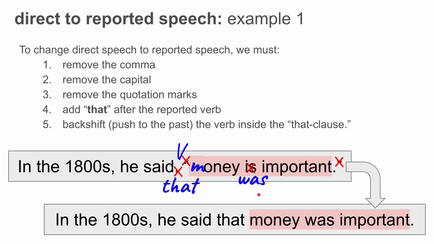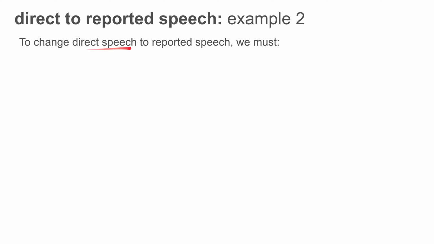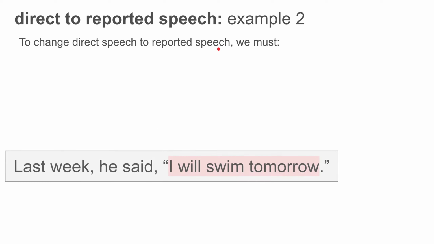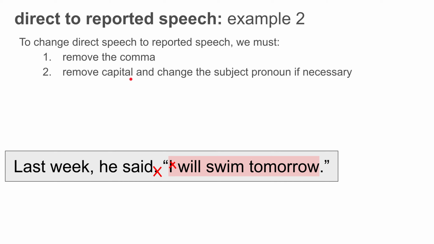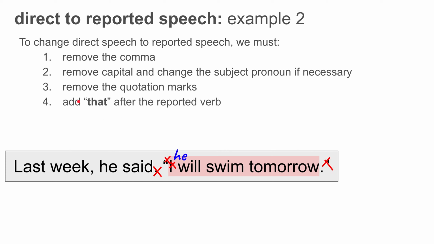Okay. Let's move forward. So, to change direct speech to reported speech, another example. Let's look at the direct speech first. Last week, he said, "I will swim tomorrow." Let's change this. First, we're going to remove the comma. Next, we're going to remove the capital and change the subject pronoun if necessary. Here, he said, I will swim, but he's not referring to me, he's referring to himself, so he said he. Next, we're going to remove the quotation marks. Next, we're going to add that after the reporting verb. He said that.